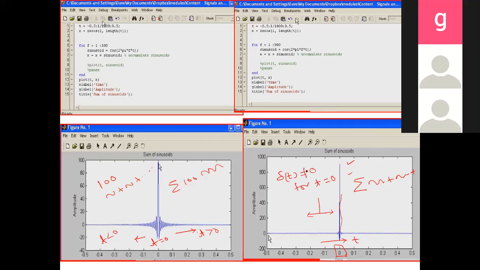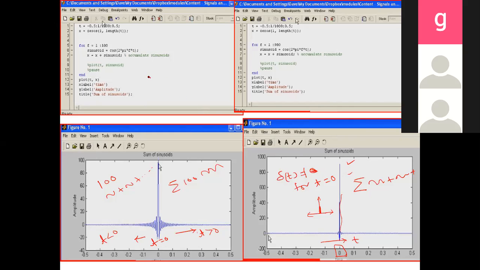Sorry, this is delta equals 1 when t equals 0. So this is how I created delta of t, and why do I use this delta function to get the impulse responses? It contains all the frequencies of equal amplitude and zero phase.